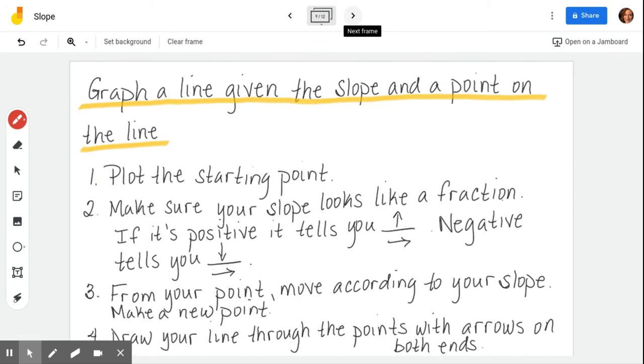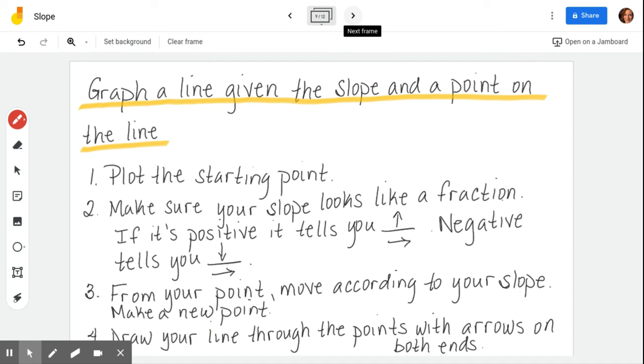All right, last but not least, you are also most likely, when you take the state test, whether it's ILEARN for Indiana or you're somewhere else, going to have to graph a line given a slope and a point on the line. When you get to 8th grade and beyond, you're going to be doing this so much. It's really, really easy once you get the hang of it. We're going to follow these 4 steps.